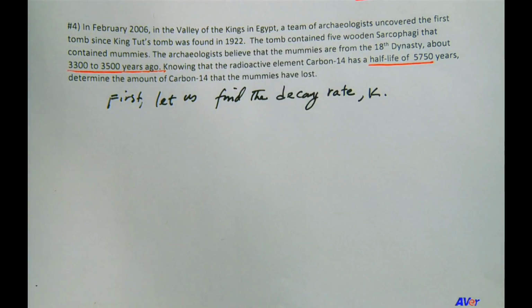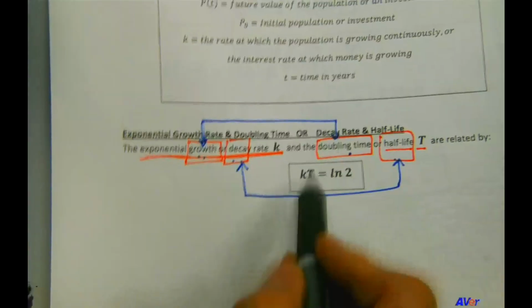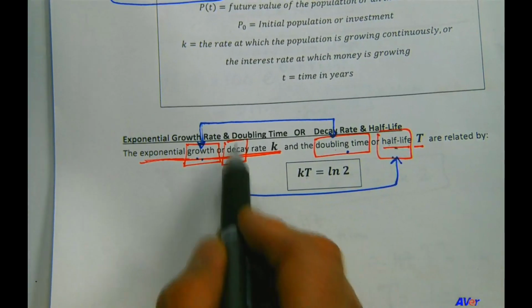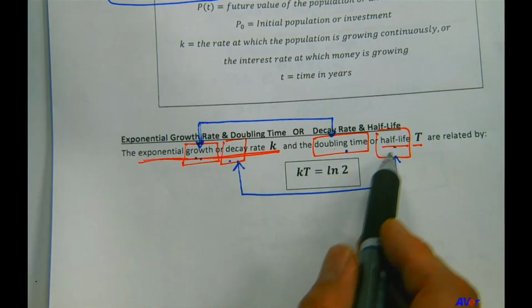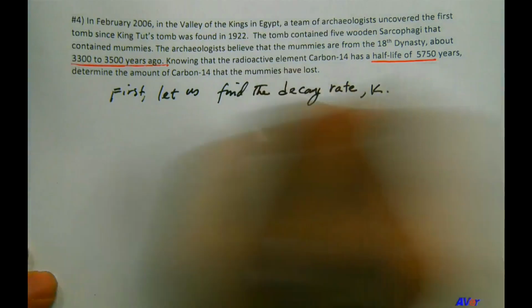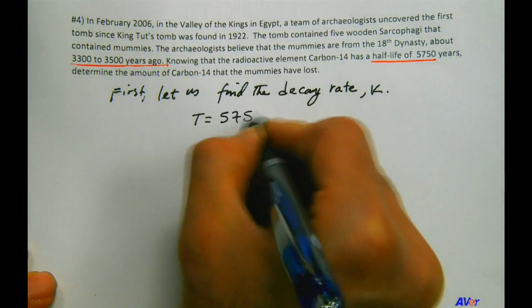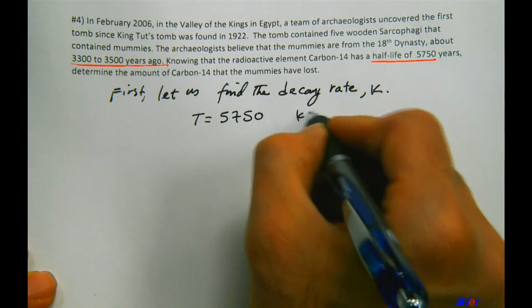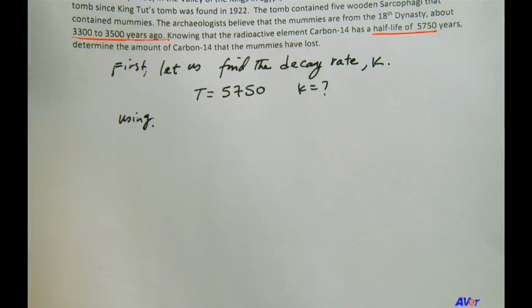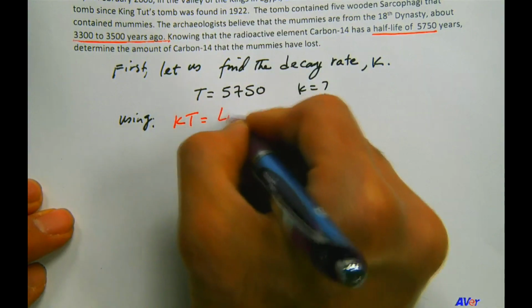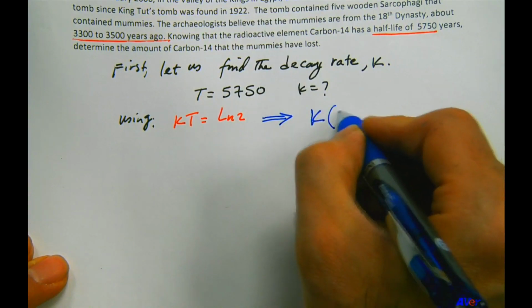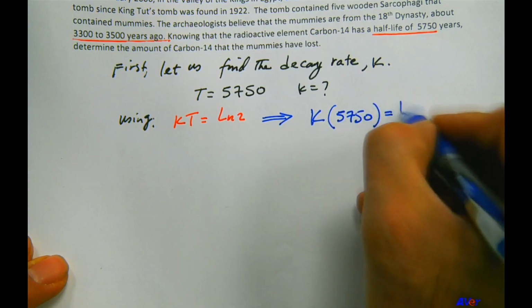But we have a formula for that. Given the half-life, we have this formula, right? We have the half-life in this case, not the doubling time, because this is a decaying quantity. Decay is related to half-life, right? The half-life T is 5,750 years. K is the question mark. So we can use KT equals natural log of 2. Then we have K times 5,750 equals natural log of 2.